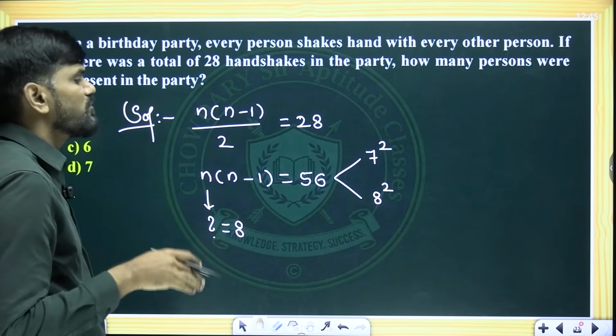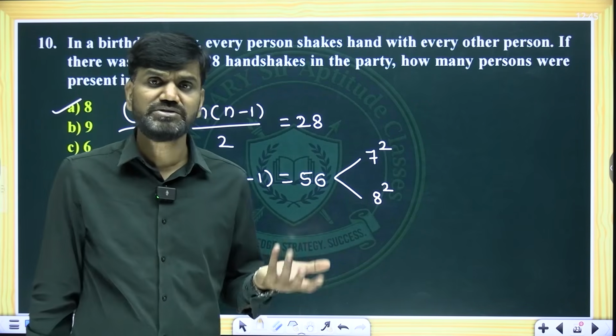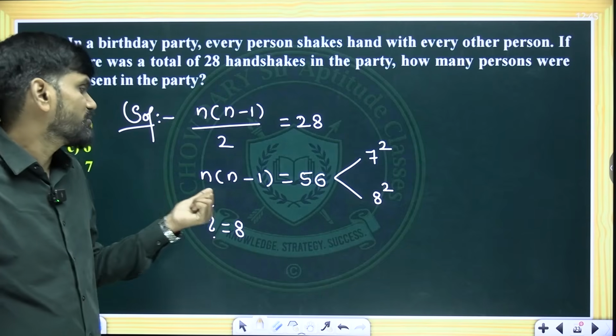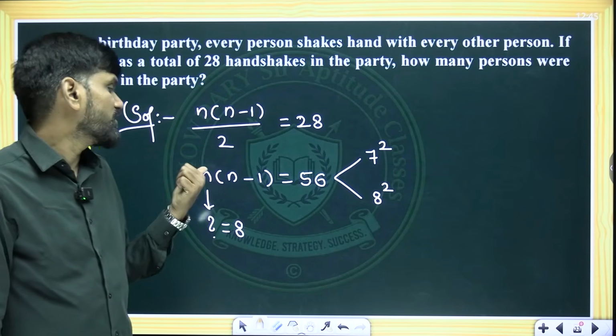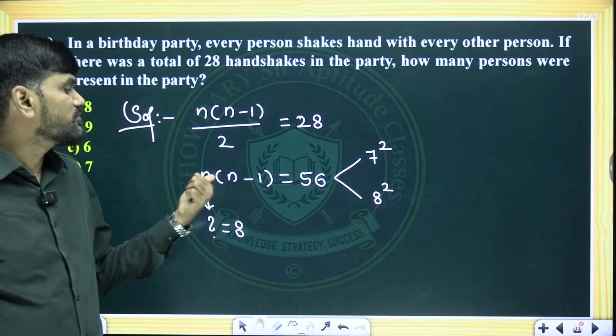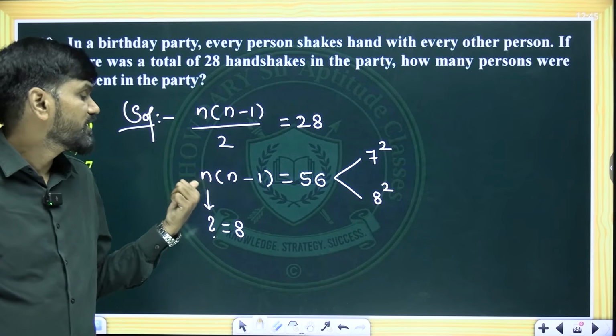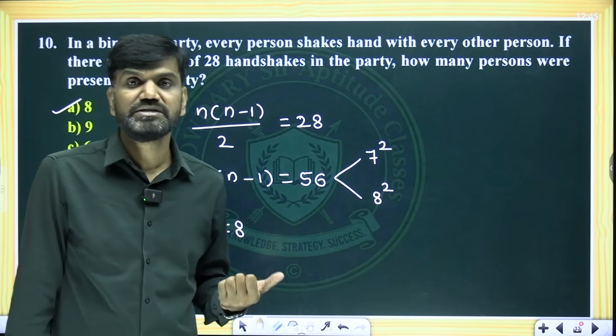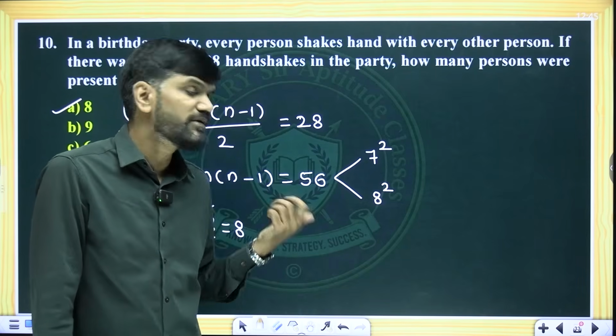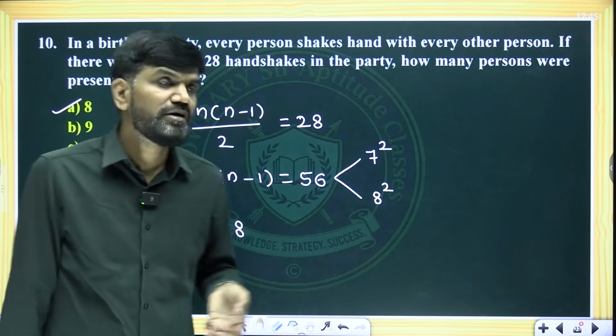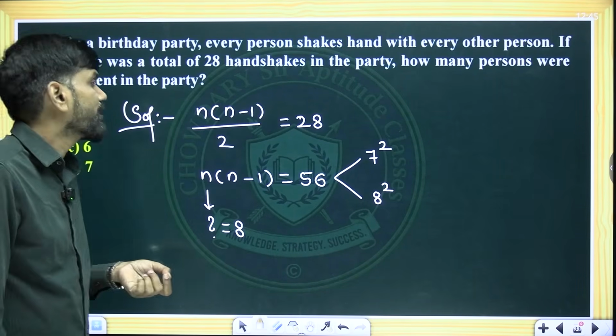Or otherwise, if you say no sir, I don't want to do this, you can go with the options also. Once you get n into n minus 1 equal to 56, put n equal to 8 here, first option. 8 into 8 minus 1 is 7. 8 into 7 is how much? 56. Is it matching? Yes. Hence your answer has to be option A.